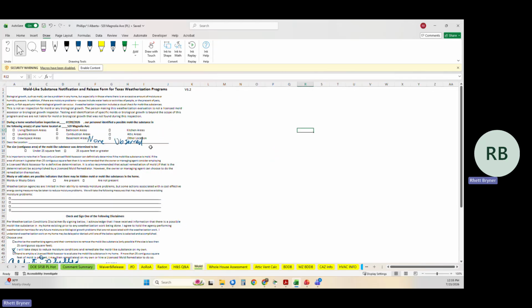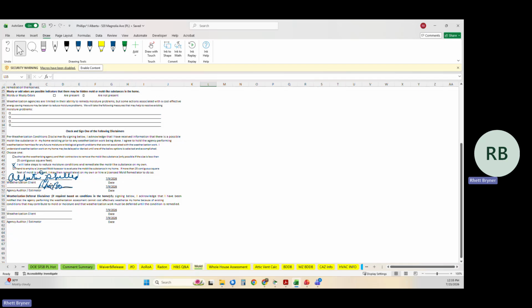Another one, this is the mold form. This house did not have any mold, so I put none observed up here. And then more signatures.